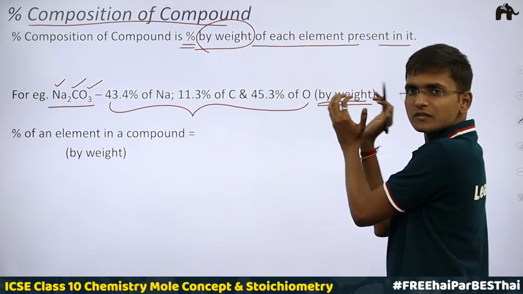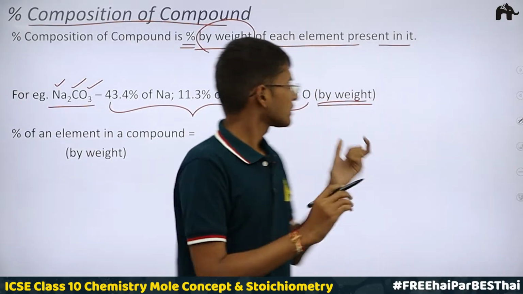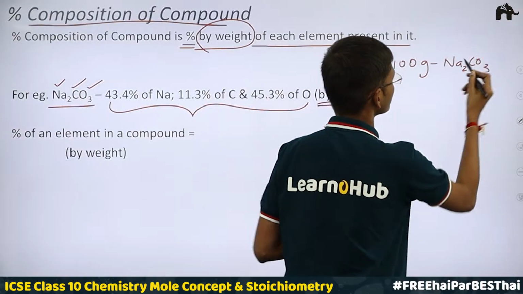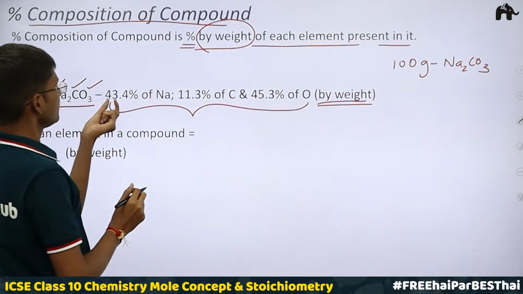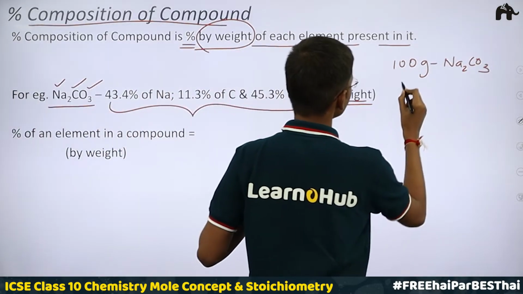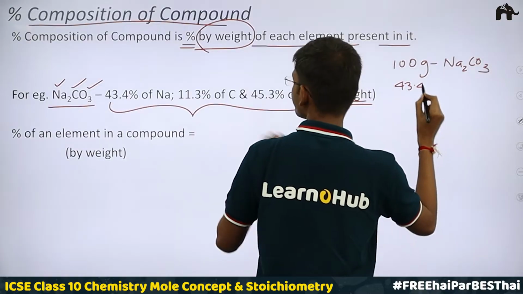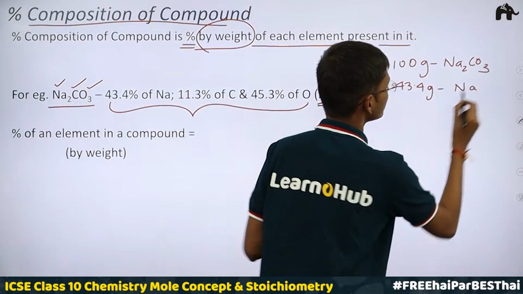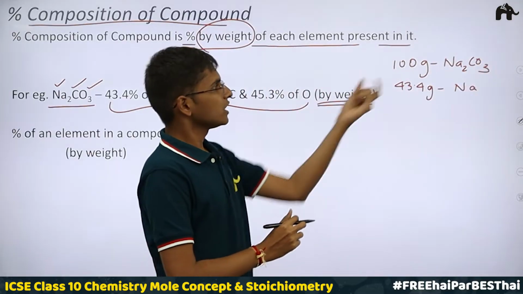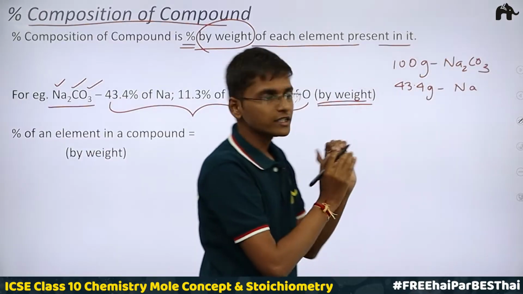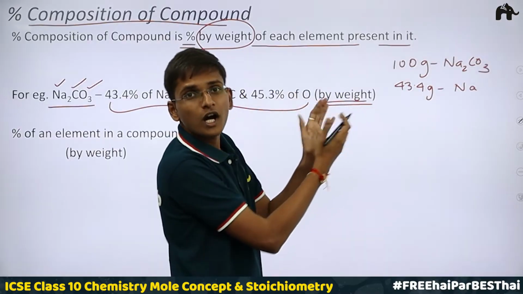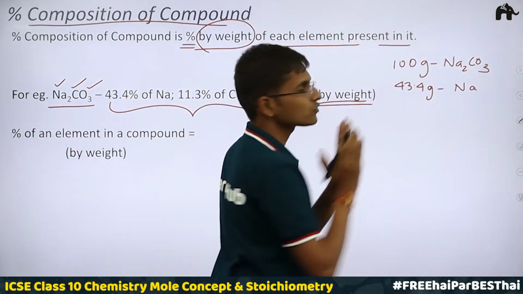Now let's understand this thing. What is this percentage by weight? So suppose I'm having 100 grams of sodium carbonate, then 43.4% of sodium by weight means 43.4 grams of sodium is present out of the 100 grams of sodium carbonate. Means out of 100 grams of sodium carbonate, 43.4 grams is sodium. Understood? Roughly almost half is sodium, out of this 100 grams of sodium carbonate.